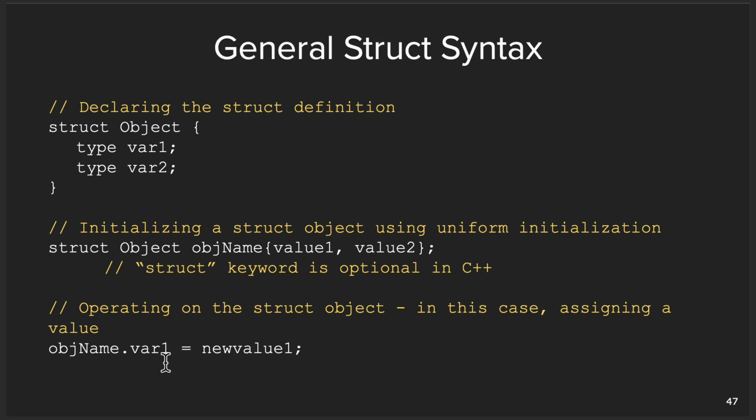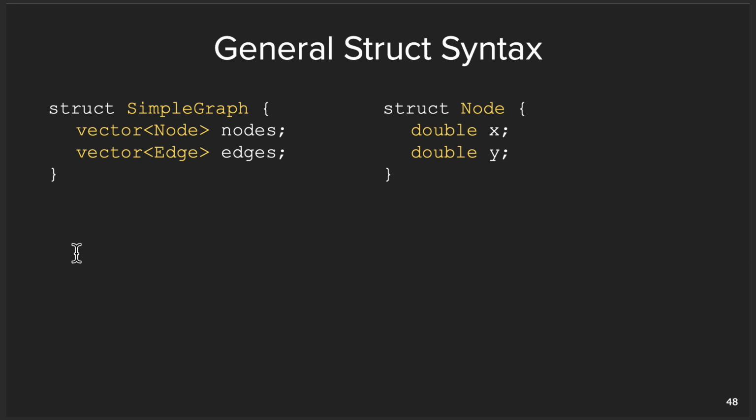Again, this is all in the slides. Turns out in C++, the struct keyword is optional when you're declaring something. In C, it is not. So in 107, you always want to use the keyword struct. Okay, this is for the assignment.